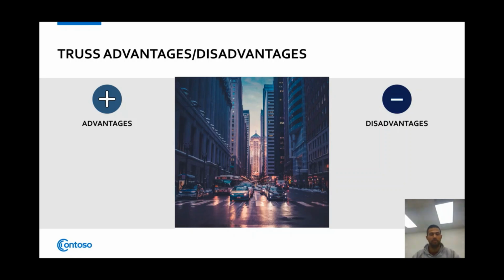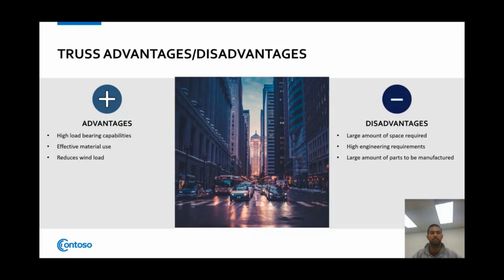Truss bridge types have many different advantages and disadvantages over other bridge types. The advantages are that they have high load bearing capabilities in comparison to their weight, they use materials effectively which makes them economically viable, and since they are mostly empty space, they don't have to worry as much about wind loads. The disadvantages are that they are quite large in comparison to other bridge types due to them being mostly empty space. They have quite high engineering requirements, and lastly, they have many different parts that need to be manufactured.